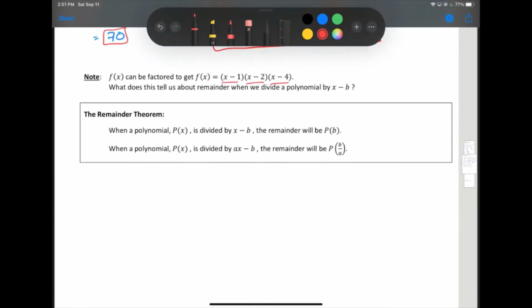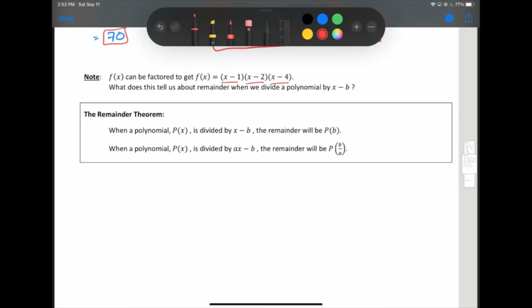If you take any polynomial, p of x, divide it by x minus something, the remainder is just going to be that polynomial evaluated at that something. So if I divide it, for instance, by x minus 7, then I get the remainder by plugging 7 in and just evaluating the equation.